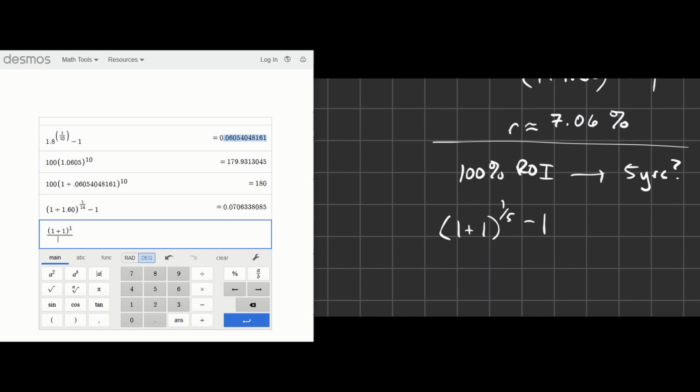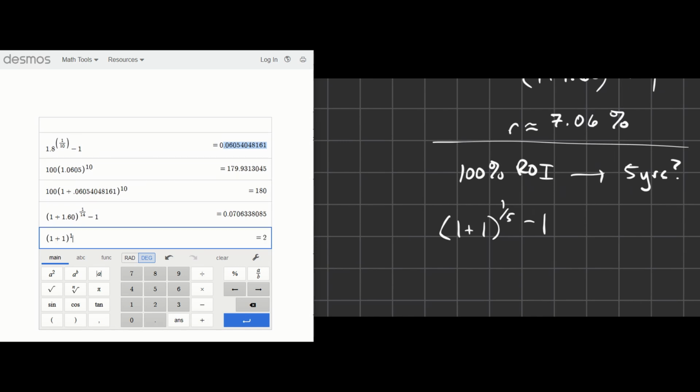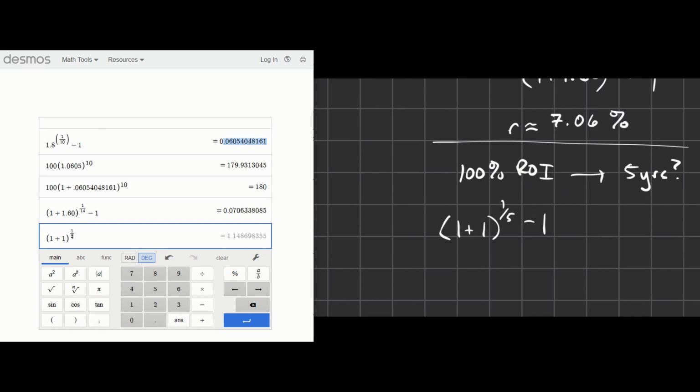So that'll be 1 plus 1 to the 1/5 power, and then subtract 1. Yeah, so we need to get about a 14%, about a 15% return actually, which is pretty high. So this is good for kind of testing your plans for if you're trying to have a certain amount of money over a certain amount of time. You can see if those returns would be feasible or not.